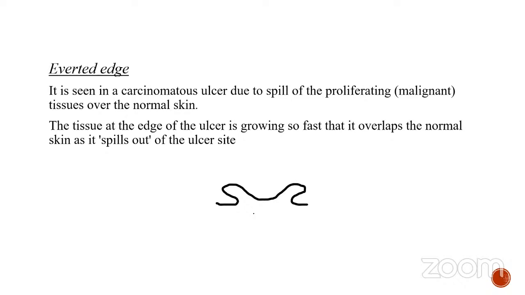The tissue at the edge of the ulcer is growing so fast that it overlaps the normal skin as it spills out of the ulcer site. Whereas the epidermis or the margins are not at all trying to do this, but from the inside of the ulcer, the proliferation happens, and that gives rise to the typical everted edge.